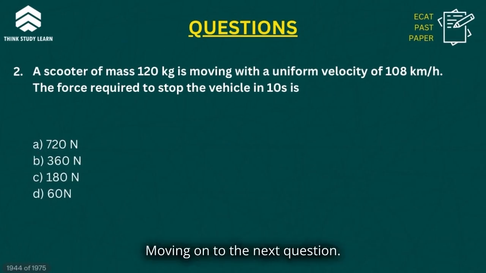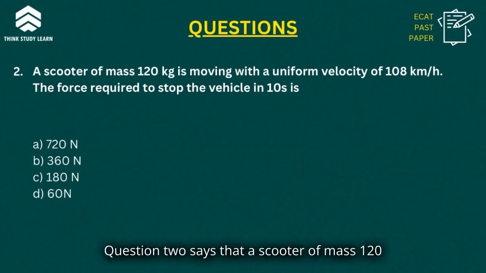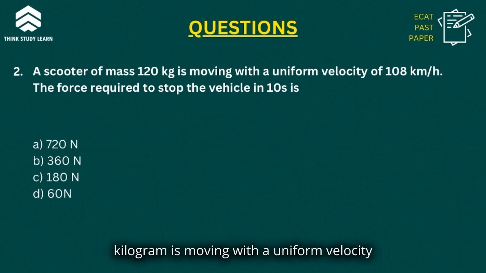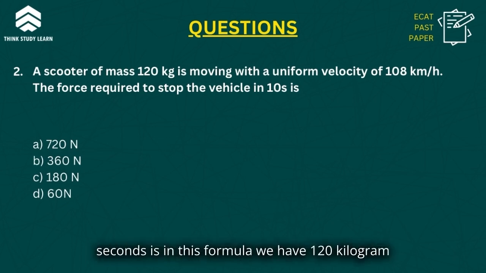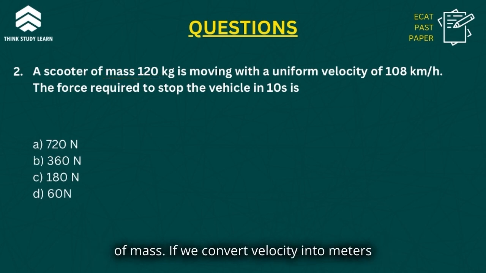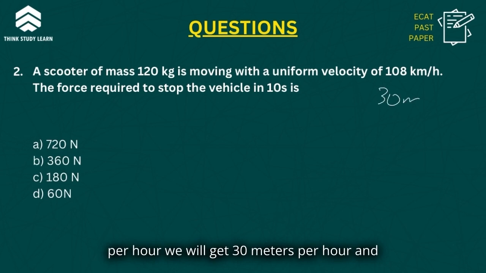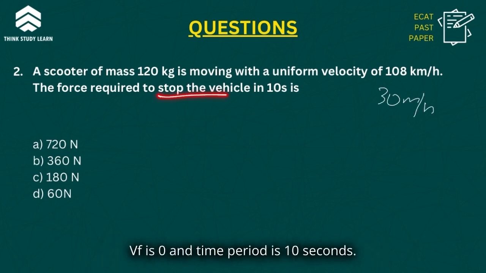Moving on to the next question. Question 2 says that a scooter of mass 120 kg is moving with a uniform velocity of 108 km per hour. The force required to stop the vehicle in 10 seconds is? In this formula we have 120 kg of mass. If we convert velocity into meters per second, we will get 30 meters per second, and Vf is 0 and time is 10 seconds.